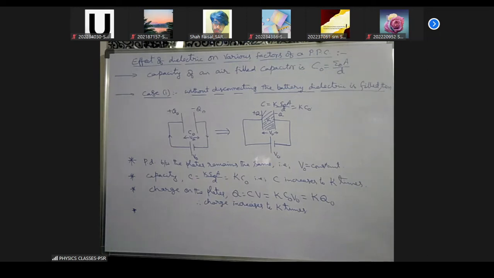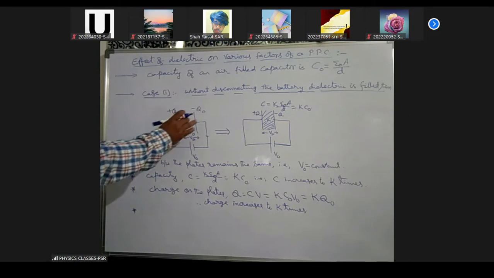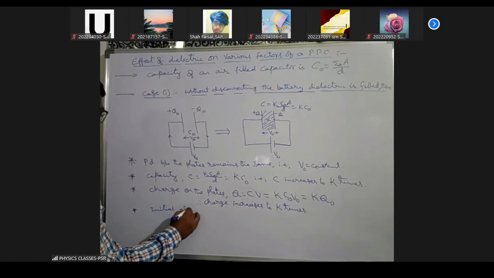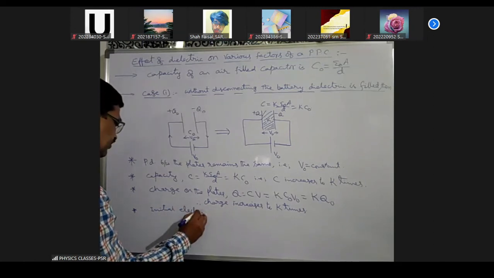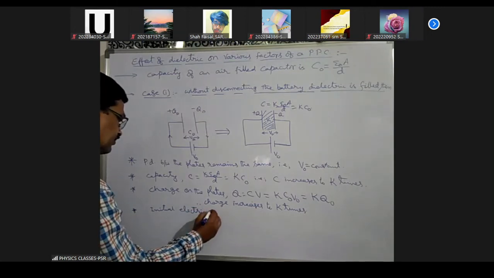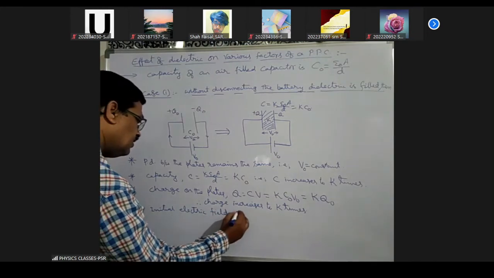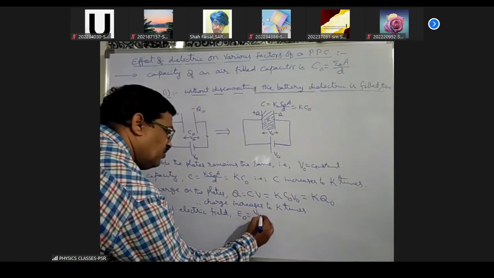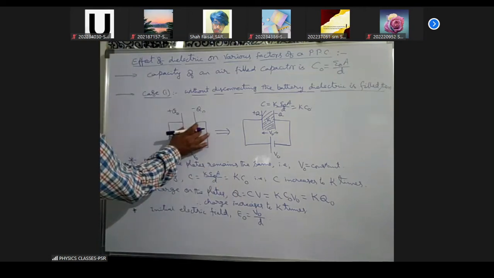Next point. What about the electric field? What is the initial electric field between the plates? Tell me. Anyone? E naught is equal to... What is the relation between electric field and potential? E naught is V naught by D, where D is the distance between the plates.